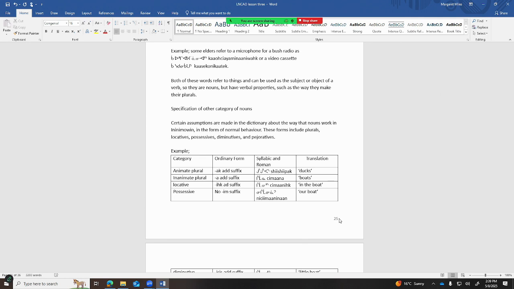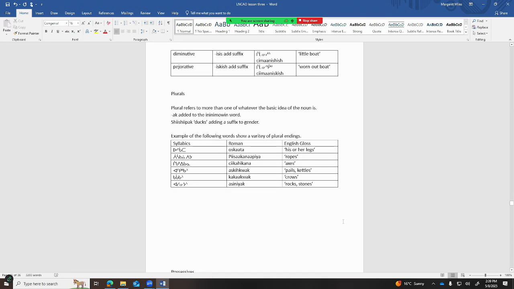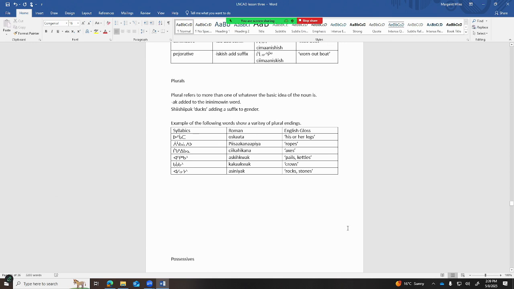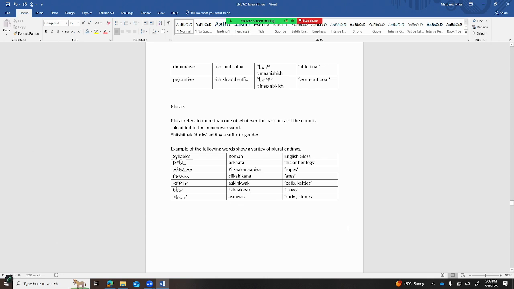Plurals. Refers to more than one of whatever the basic idea of the noun is. So, ak, the word ak, added to the Inanimuan word, like shishipak, ducks, adding a suffix to gender. So example of the following words show a variety of plural endings. So there's the syllabics column. The words are written in syllabics, and in Roman writing is in the middle column. And English.